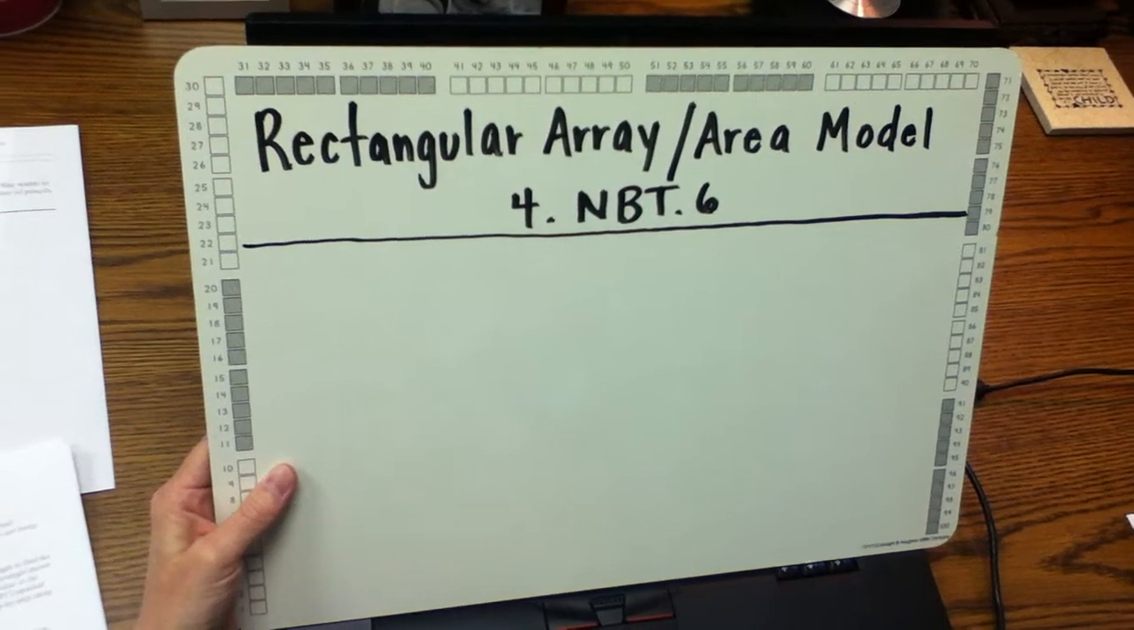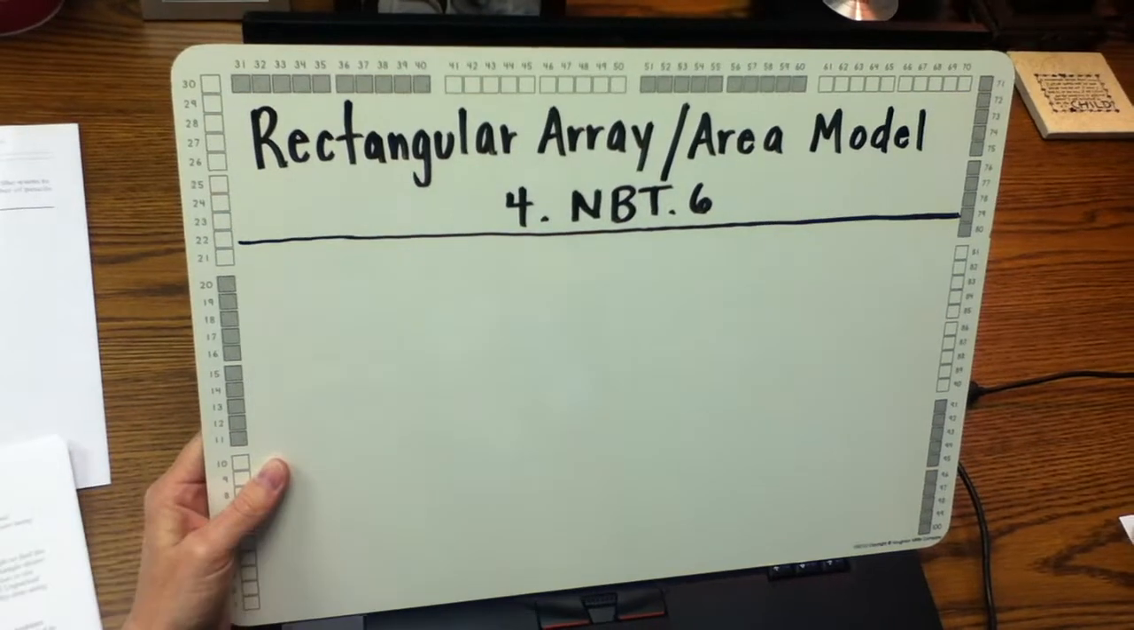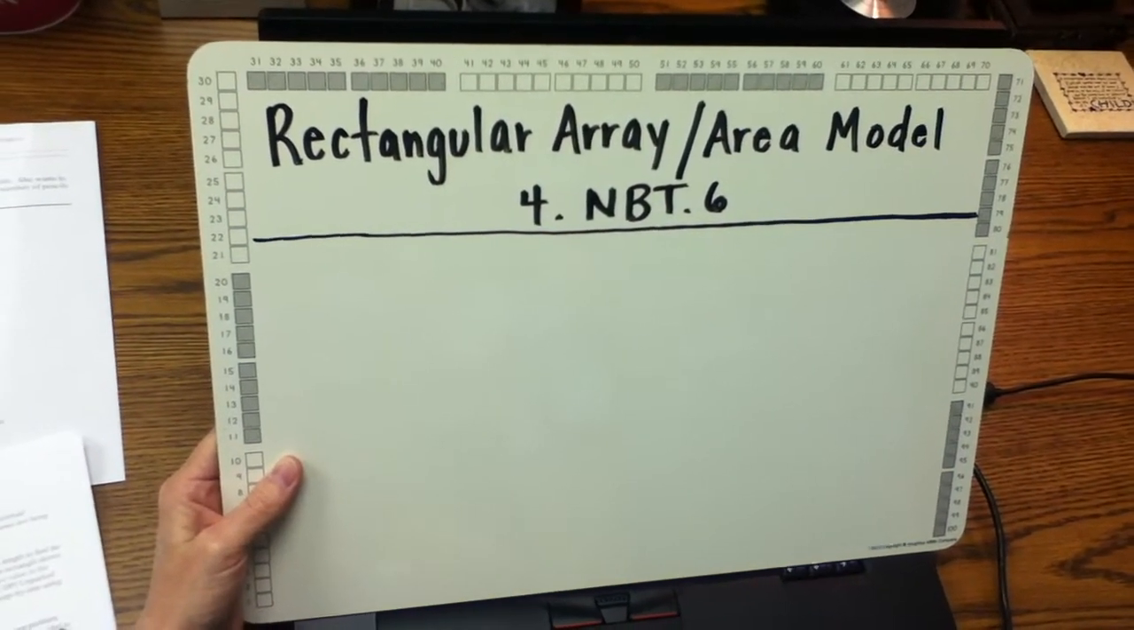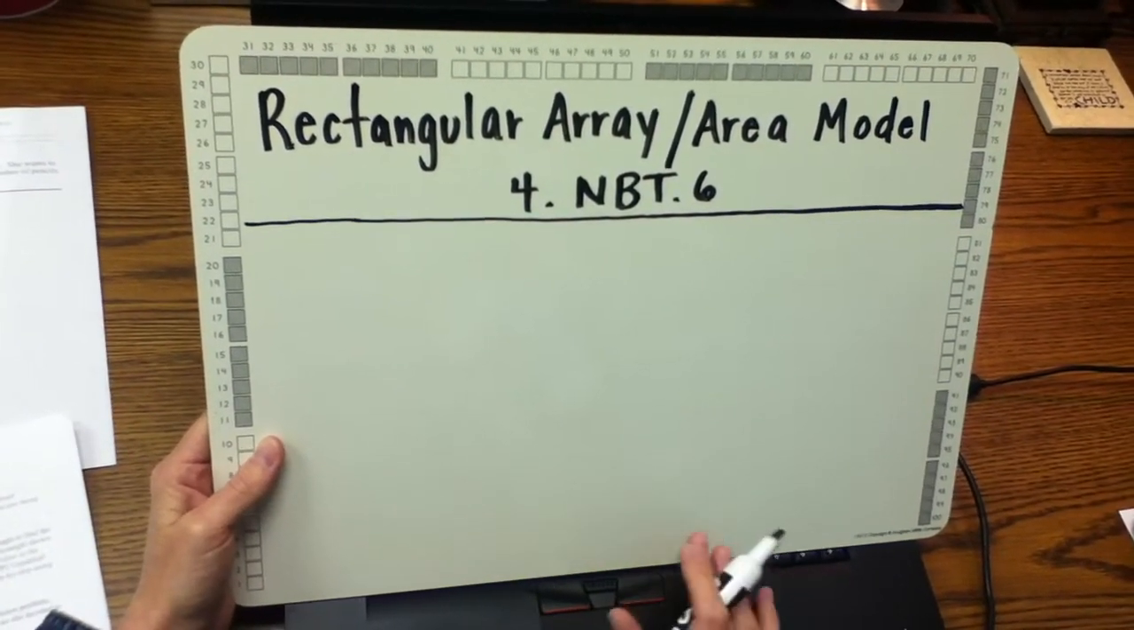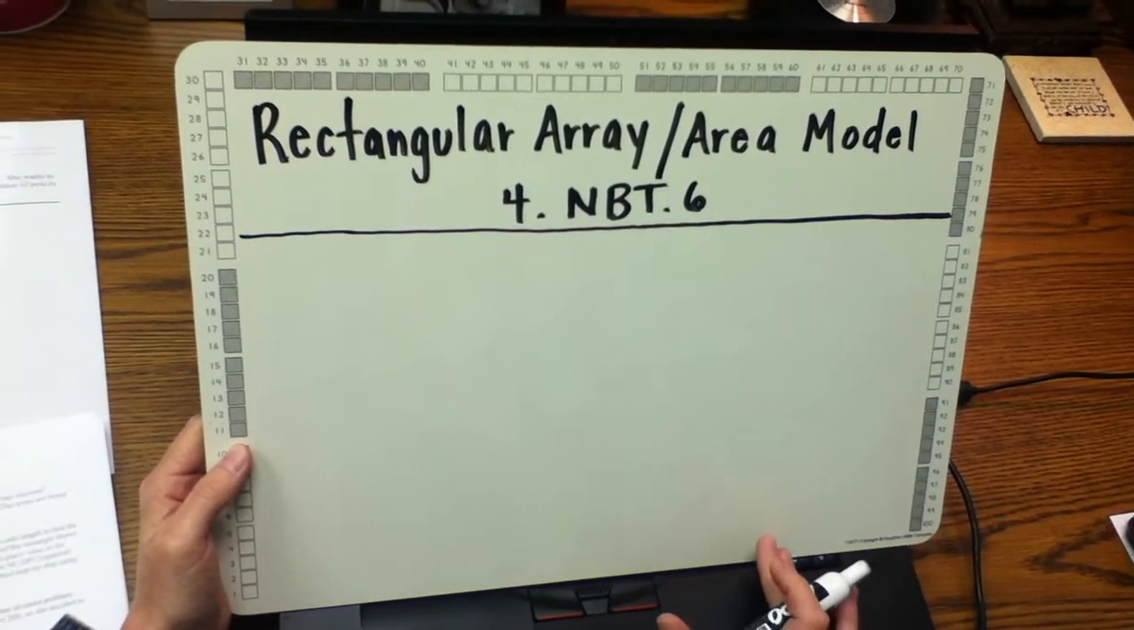The rectangular array area model uses a rectangle with known area and known side length to find the missing side length by decomposing the rectangle into sections. So it's really important for this to present it to students in context.